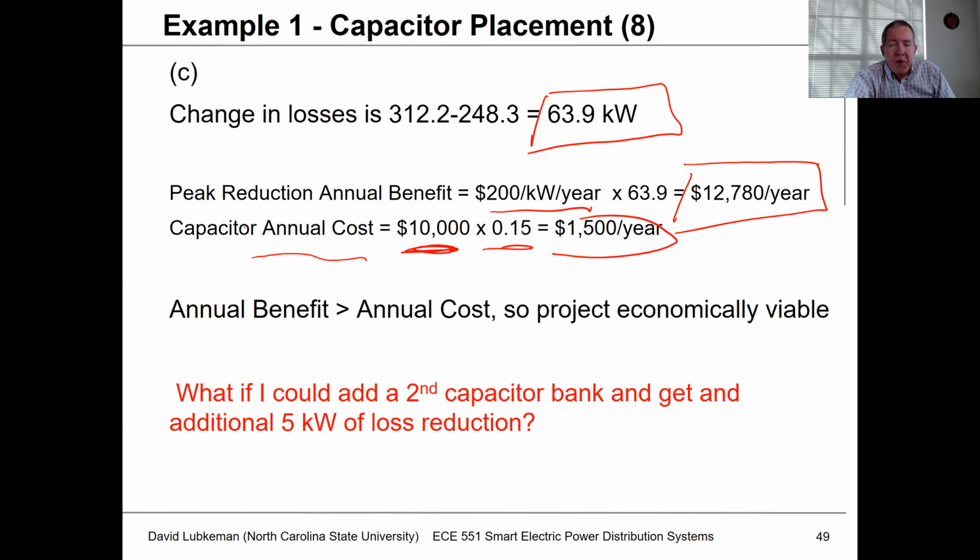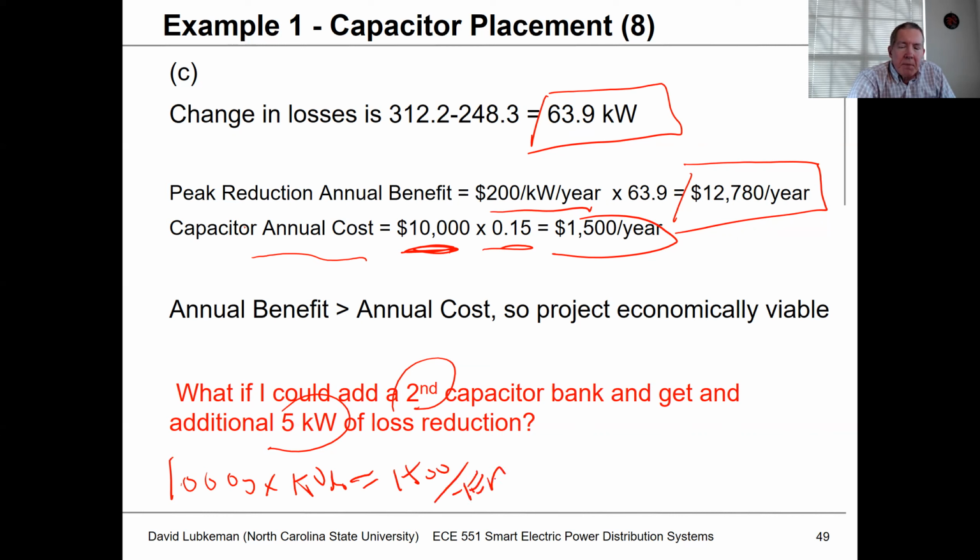However, what if we were looking at adding 2 capacitor banks and the benefit was only an additional 5 kilowatts of loss reduction? So I'm spending $10,000 more, times 15%. This is going to have a cost of $1,500 per year. My benefit, though, is going to be 5 kilowatts times 200, which is $1,000 per year.